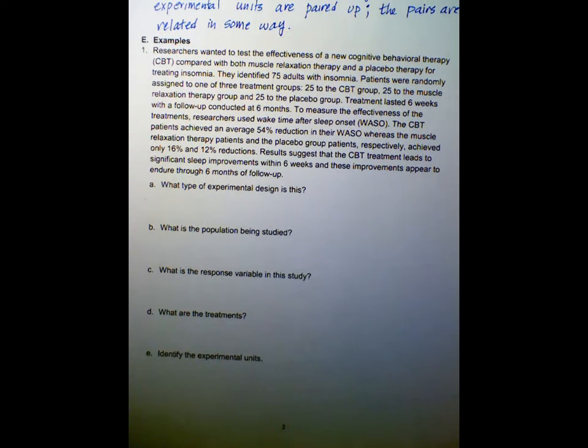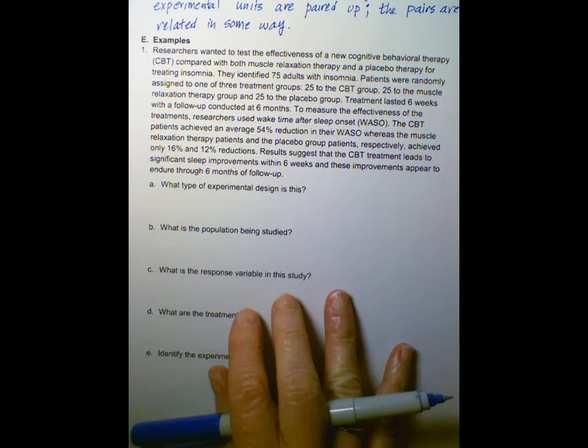Number 1 says that the researchers wanted to test the effectiveness of a new cognitive behavioral therapy, which they call CBT, compared with both muscle relaxation therapy and a placebo therapy for treating insomnia. So they identified 75 adults with insomnia. The patients were randomly assigned to one of 3 treatment groups. 25 went to the cognitive behavioral therapy group, 25 to the muscle relaxation therapy group, and 25 to the placebo group. This treatment lasted 6 weeks with a follow-up conducted at 6 months.